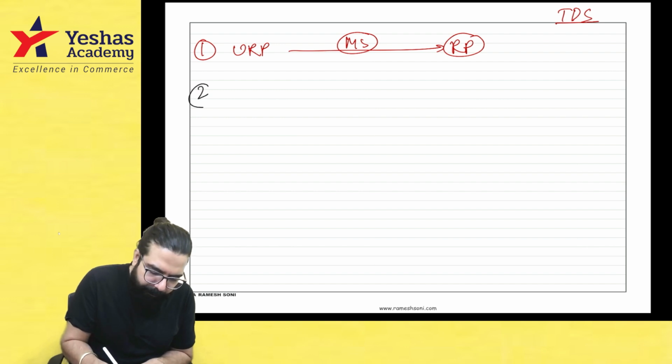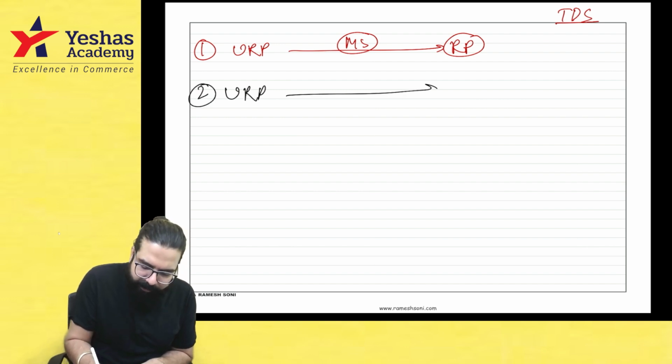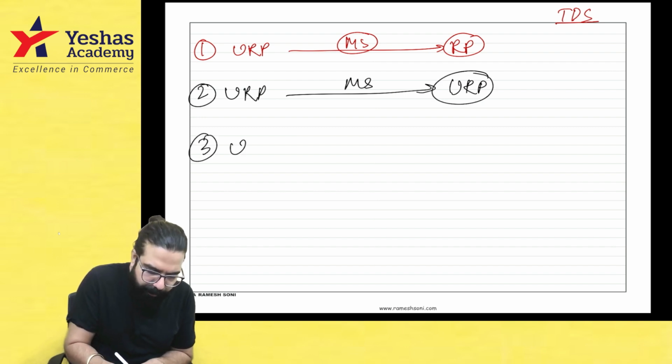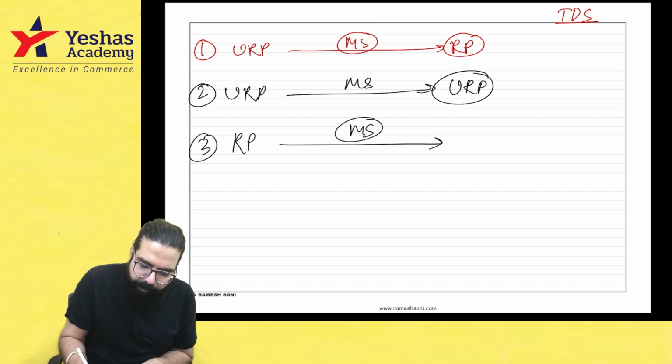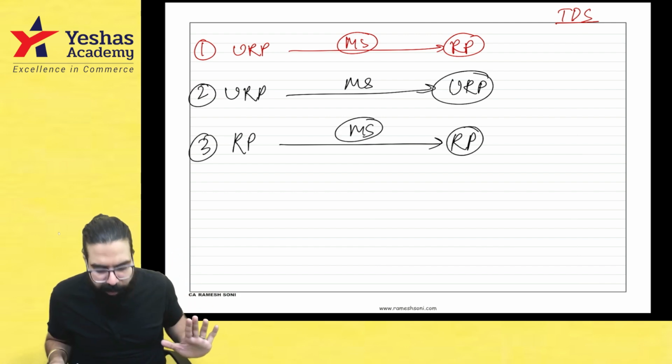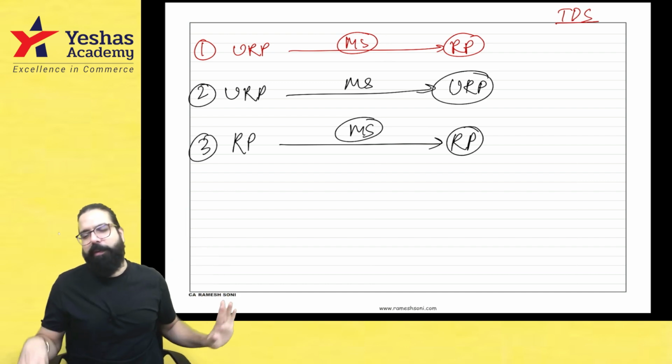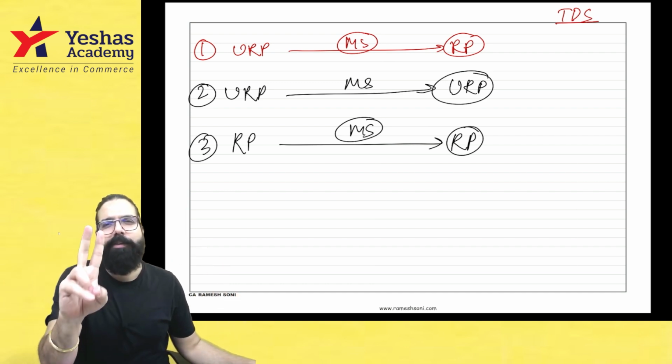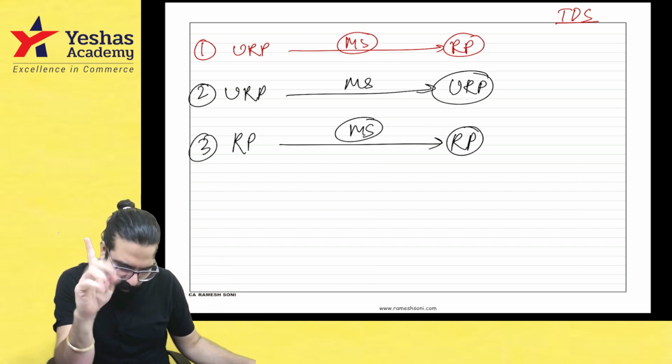Okay? Number two: I am an unregistered person supplying metal scrap to another unregistered person. Okay? Third: I am a registered person supplying metal scrap to another registered person. 1, 2, 3 categories, which I have told you, in which TDS will come. You have to tell me 1, 2 or 3. In which one will TDS come?